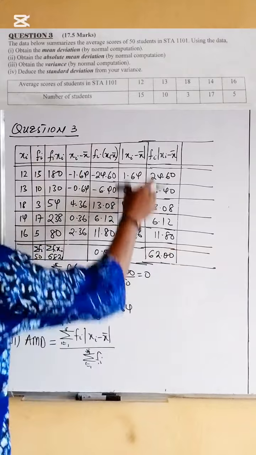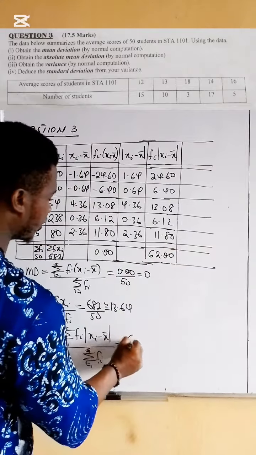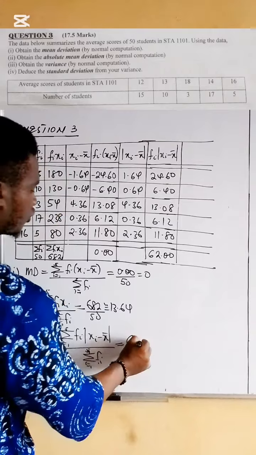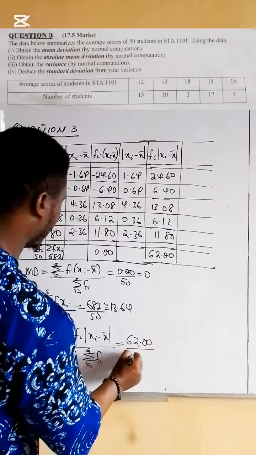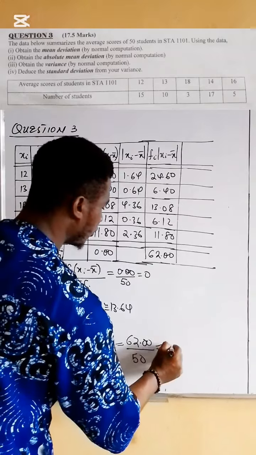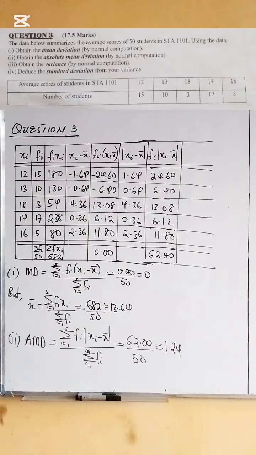62.00. So that will be your total. So you would come over and put here 62.00 divided by 50, which is 1.24. Okay? So that becomes our result for the absolute mean deviation. Now let's move over to the variance.